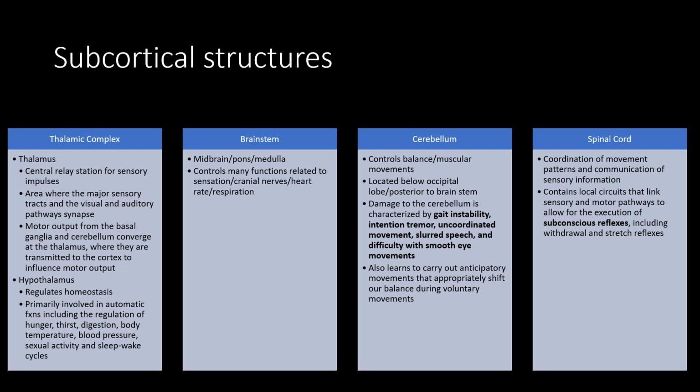And then the spinal cord is important for the coordination of movement patterns and communication of sensory information. It contains local circuits that link sensory and motor pathways to allow for the execution of subconscious reflexes, including withdrawal and stretch reflexes. So our most immediate reflexes lie from innervation in our spinal cord. And so when we think about looking at our DTRs, we look at that loop going through the spinal cord where our sensory neuron connects to our interneuron, connecting to our motor neuron to generate the reflex.